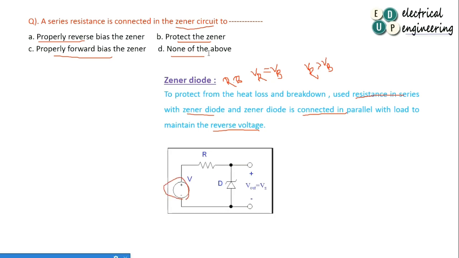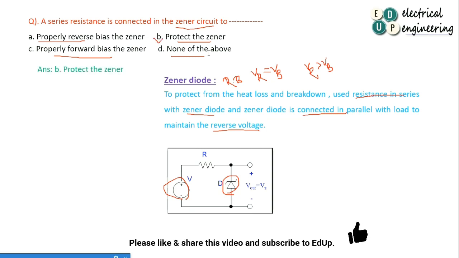This is the circuit, this is the source voltage, and this is the resistor which is connected in series with the Zener diode, and this is the output voltage VZ. Now the correct option is protect the Zener diode. We use the series resistance. Now comes the next question.